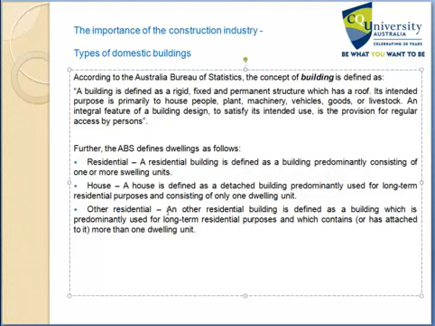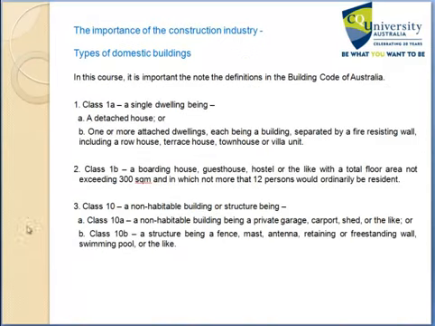Other residential. An other residential building is defined as a building which is predominantly used for long-term residential purposes and which contains more than one dwelling unit. More importantly, you should focus on the definition in the Building Code of Australia, because that is the code we're going to use in this course, and that is the code we use in Australia when you want to apply for a license or certification in order to build a house.